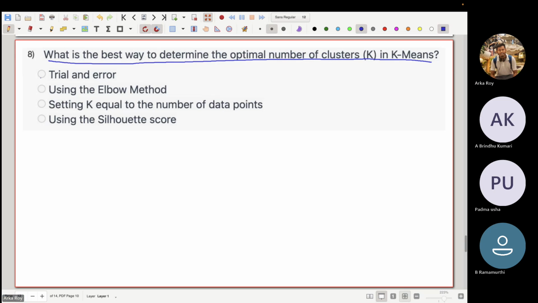So this is incorrect. Now there should be some alternative method by which you can consider what could be an optimal value of k. So let us see the third option. The third option states setting k equal to the number of data points. So this is also incorrect. Why? I can just pictorially show you.